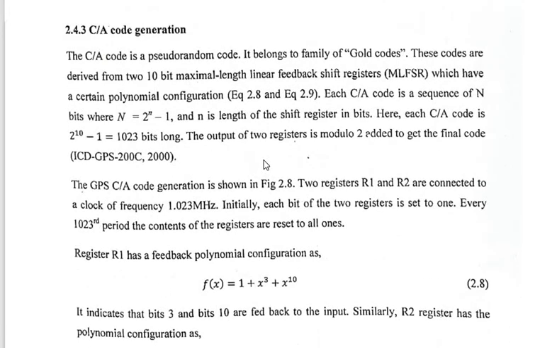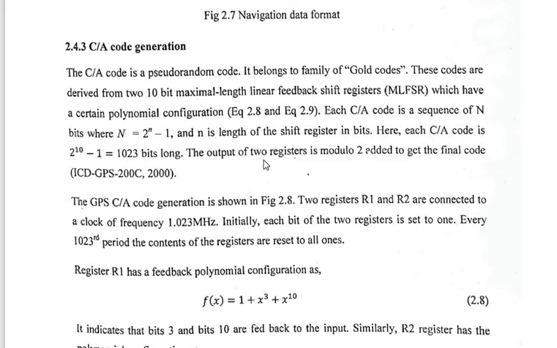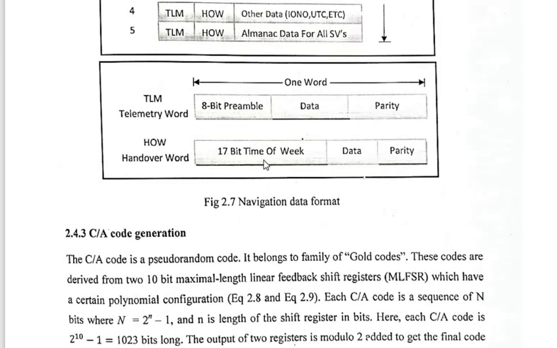So you have to write the C/A code generation: how you are going to generate it, what the 2 registers are, what polynomial equations you are using, which particular bits you are going to shift, where you are doing the modulo 2 addition, and how you have lastly got your C/A code. This is your C/A code generation and navigation data format.